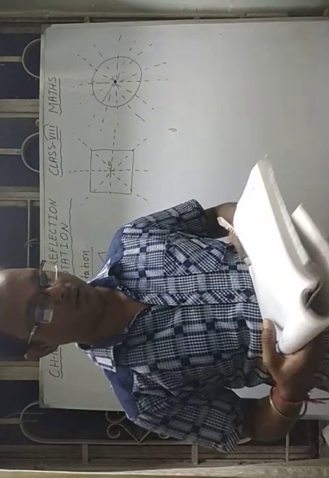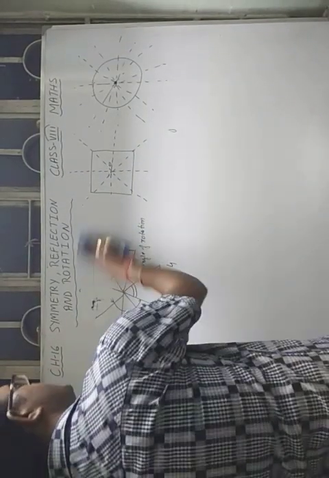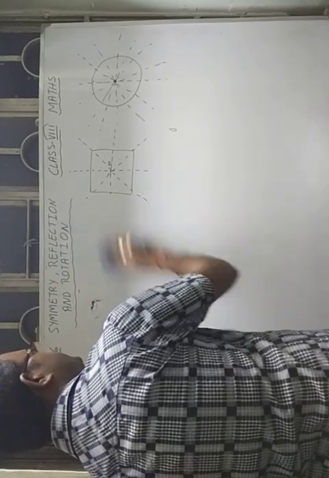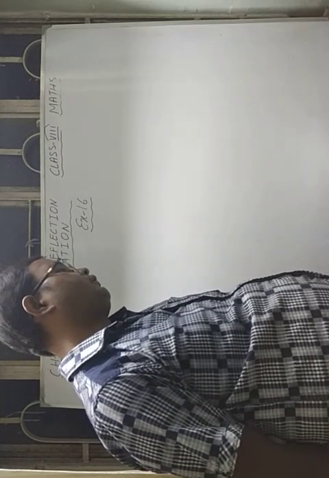Now we will see a few questions in your exercise, that is exercise number 16. It's only one exercise, only 4 questions are there. The first question is: draw the line of symmetry, if any, for the following shapes.